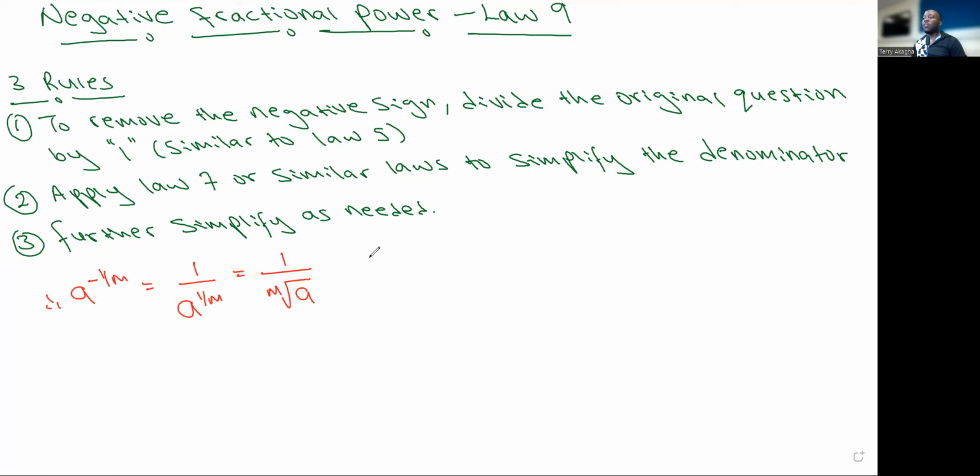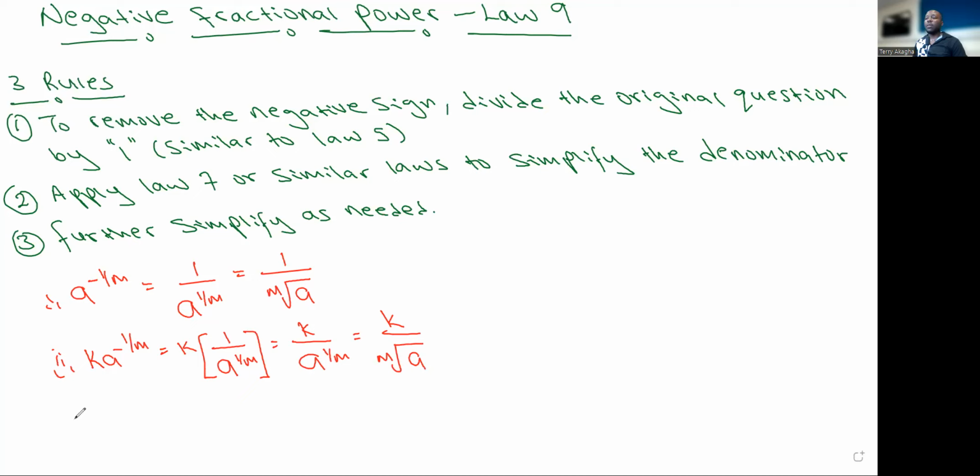Now, if you have a constant, so you have k a to the minus 1 over m, it's going to be the same thing: k times 1 over a to the 1 over m. Then you multiply this, and it's going to give you k over a to the 1 over m, which is the same thing as k over the mth root of a. And that is that for that.